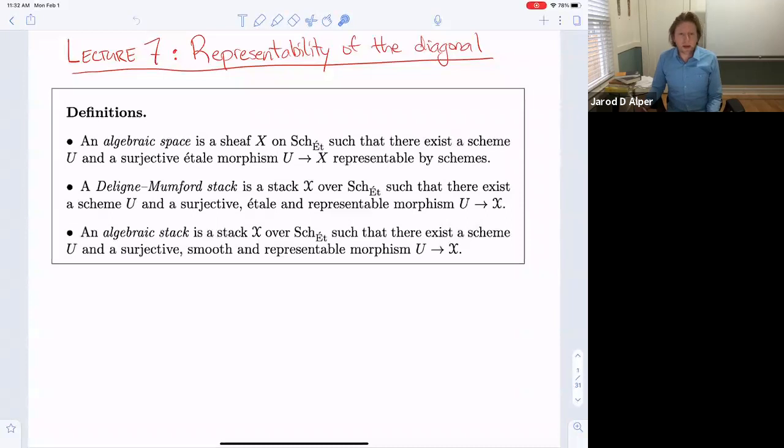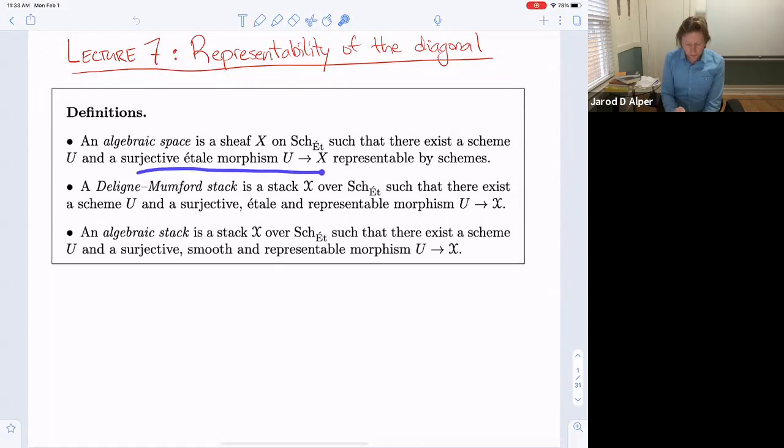And so today is the seventh lecture of the course, and we're going to be covering the representability of the diagonal. And so I put up the three main definitions of the entire course up here to remind you of how we're defining algebraic spaces, Deligne-Mumford stacks, and algebraic stacks. I mean, an algebraic space is essentially just a sheaf in a big tau topology such that tau locally, it's a scheme.